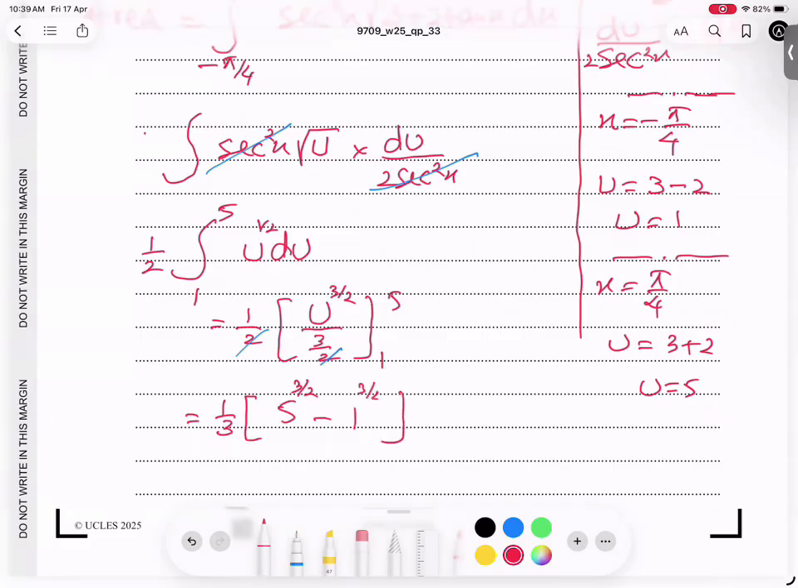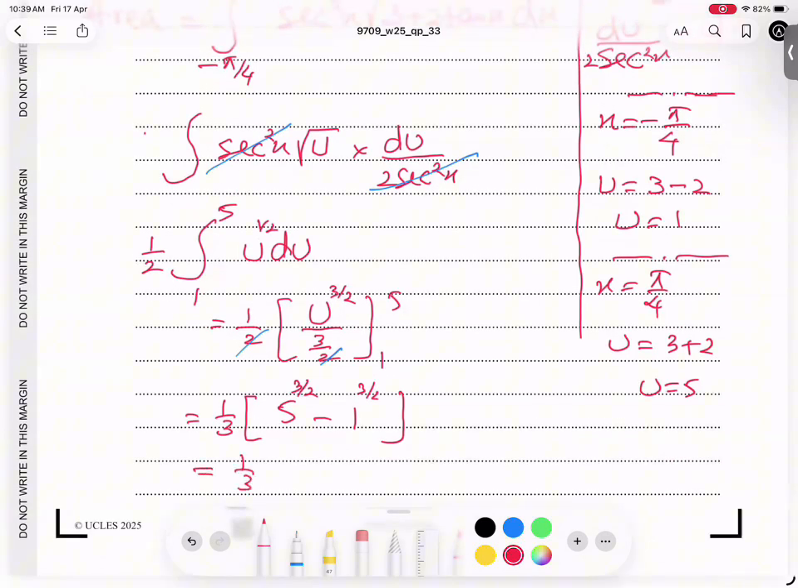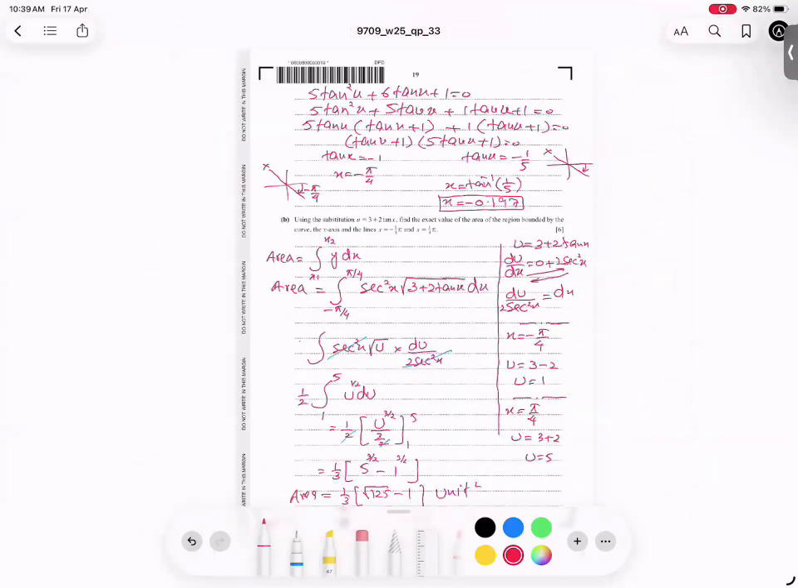And 5 to power 3 by 2, if you check it, turns out to be 5 cube is 125, and the half power is called root. So I'm getting here 125 root and here 1. And finally, we got the answer. We can leave it here, no problem at all, in unit square, because it always gives us the area. And I hope the concept of the question is completely clear.